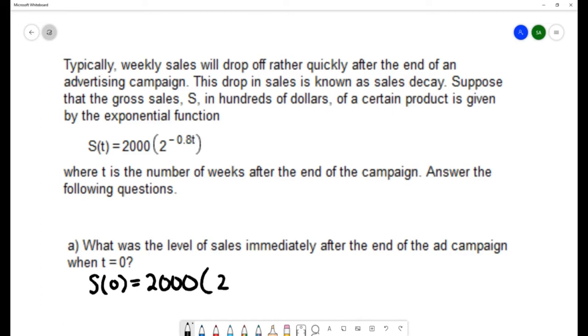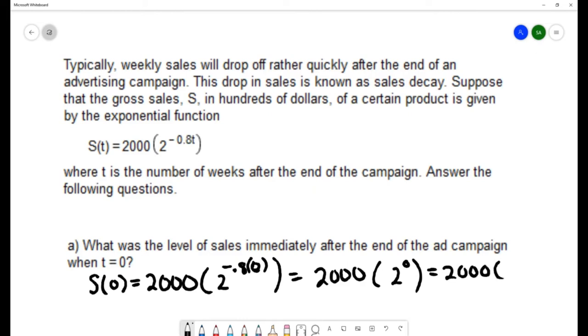times 2 to the negative 0.8t, and that t is 0. So that's going to give 2,000 times 2 to the 0 power, because negative 0.8 times 0 is 0, and 2 to the 0 power is 1. So we get 2,000 as the level of sales immediately following the campaign.